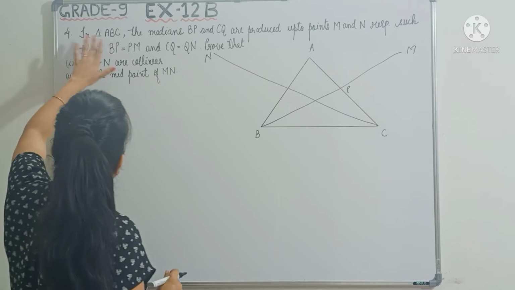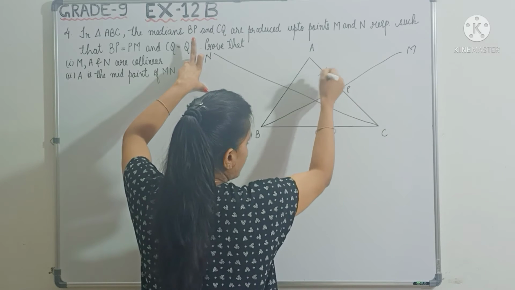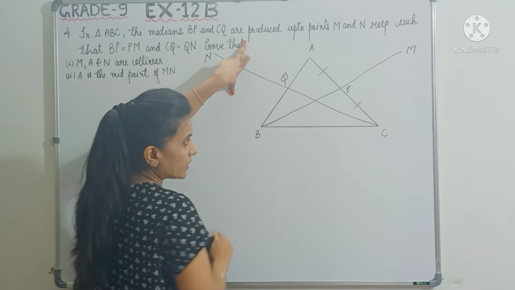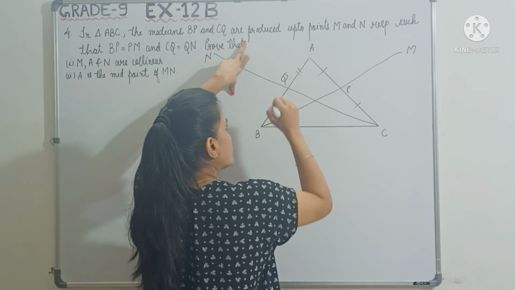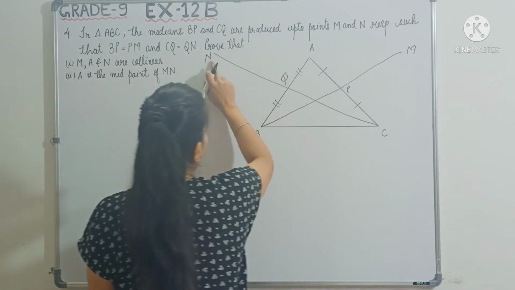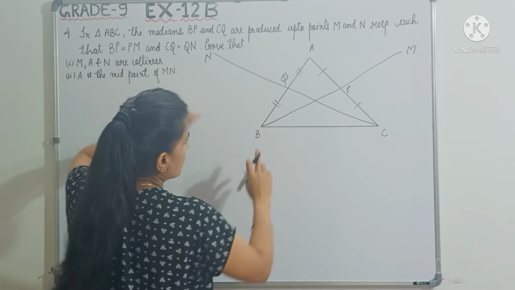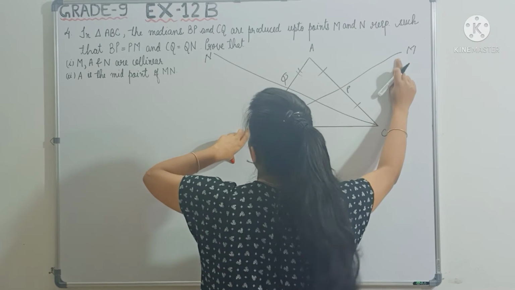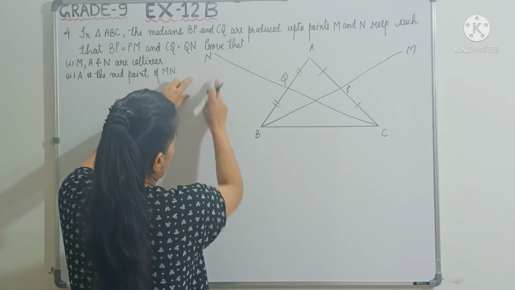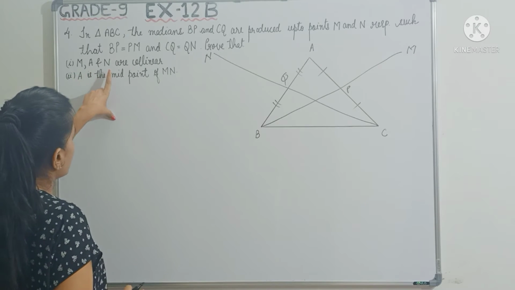Alright. So in triangle ABC, BP is a median. It means AP will be equal to PC. And CQ is also a median, right? It means AQ will be equal to QB. So these two medians are produced up to points M and N respectively, such that BP is equal to PM and CQ is equal to QN. Alright. So this much is given. You have to prove that M, A and N are collinear.